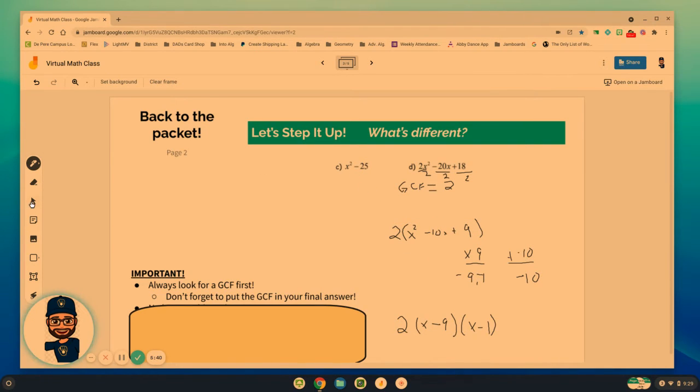Now, letter C is slightly different, as we said, because it doesn't have that middle term, which means no B value, no problem. B is equal to 0. So we are looking then for two numbers that multiply to negative 25. But when there's no B, right, this one had that middle term, when there's no B, they add up to 0.